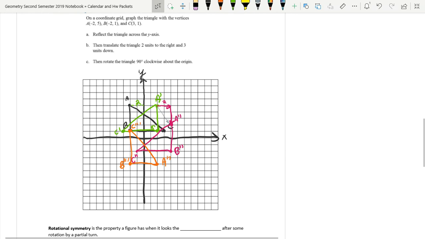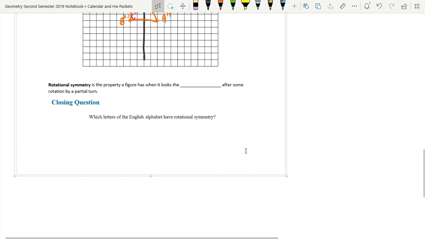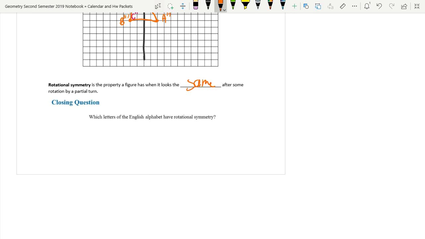Okay, that concludes that one. Finally, one more concept. Rotational symmetry is the property of a figure when it looks the same after some rotation by a partial turn. For example, you could have the letter I. If I rotate I 180 degrees, it still looks like an I. So that has rotational symmetry. But for A, I would have to rotate it 360 degrees to get back to the original A. That does not have rotational symmetry.